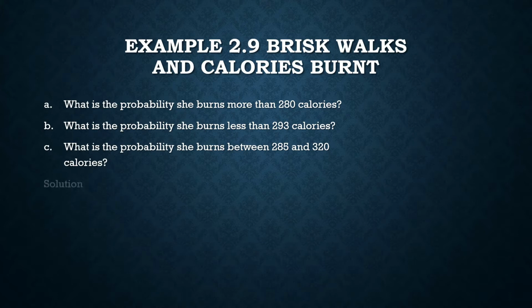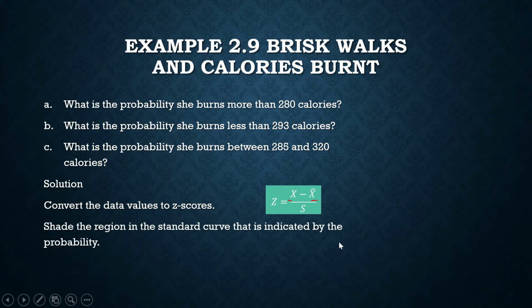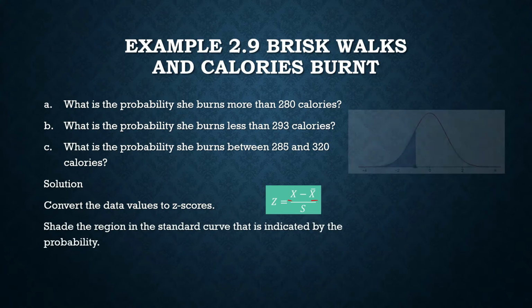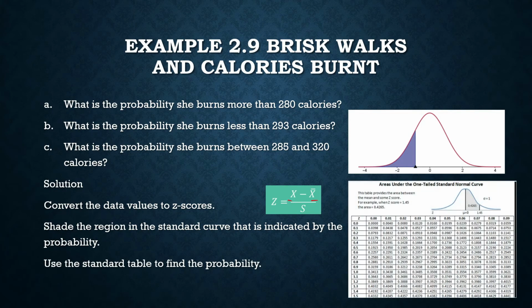So what is our strategy to answer these questions? First, we will convert these data values into their equivalent z-scores using this conversion formula: the data value x minus the mean, all over the standard deviation. Then we will locate the z-score in our standard curve and shade the region that corresponds to the probability. And we will use the standard table to obtain the area of this shaded region.